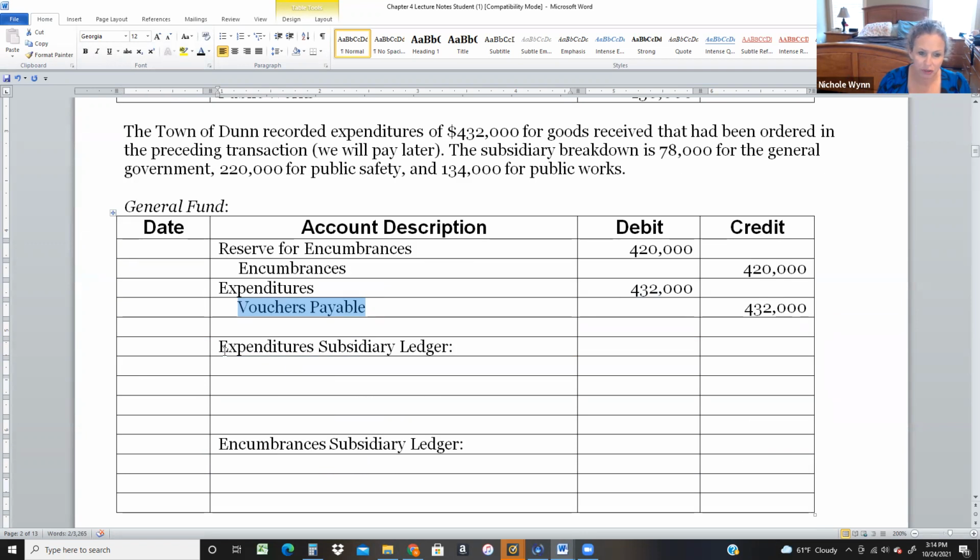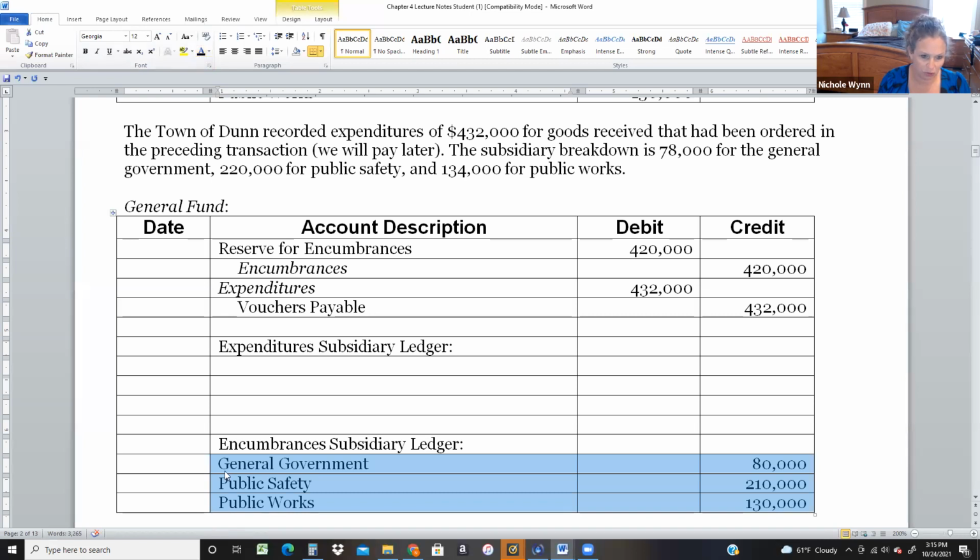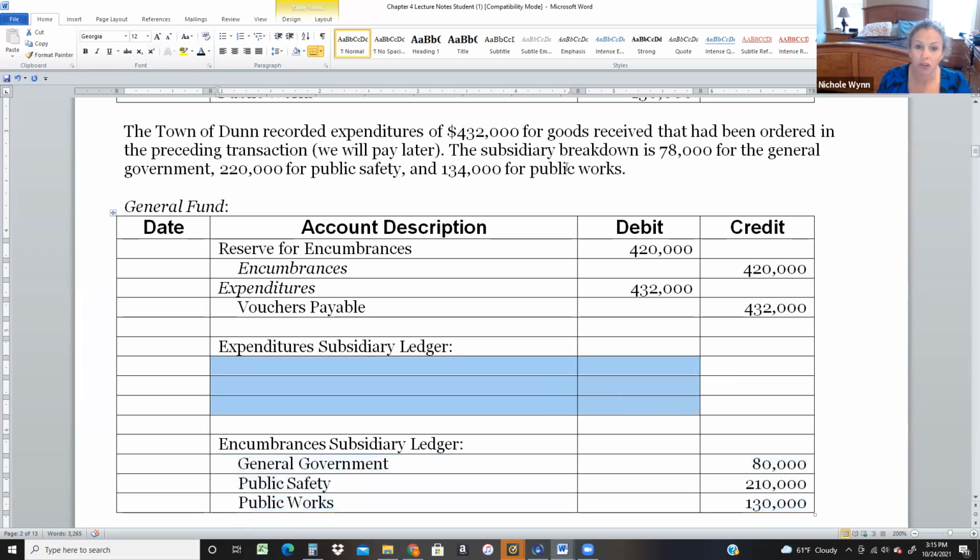So we would actually have to detail out both encumbrances and expenditures. Both of those would need a subsidiary. So in the encumbrances subsidiary for reversing the 420, that would be credits of 80, 210, and 130. So those need to be indented. So this is to reverse out our encumbrances. And then for expenditures, we actually expended 78, 220, and 134. So those are debits, 78, 220, and 134.